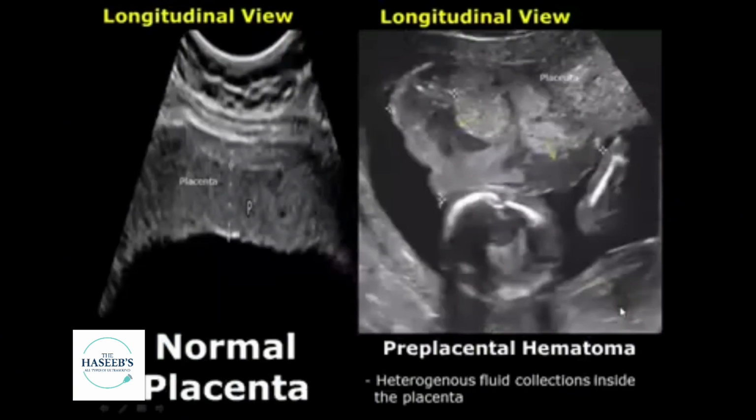A preplacental hematoma occurs due to injury leading to hemorrhage, which gives us a heterogeneous fluid collection inside the placenta due to bleeding.